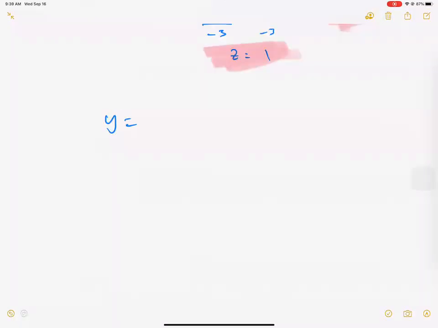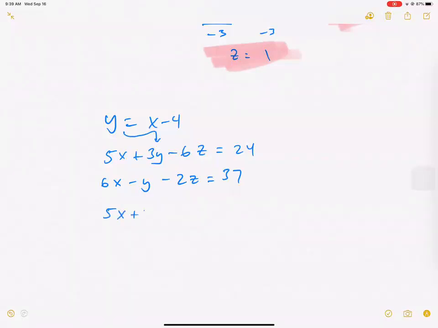Okay, let's do one more example. So y is equal to x minus 4. So they gave us a whole equation there, not just a number. And 5x plus 3y minus 6z equals 24. And 6x minus y minus 2z equals 37. So go ahead and plug in y. I want you guys to rewrite the problem: 5x plus 3, and then plug in y, minus 6z.